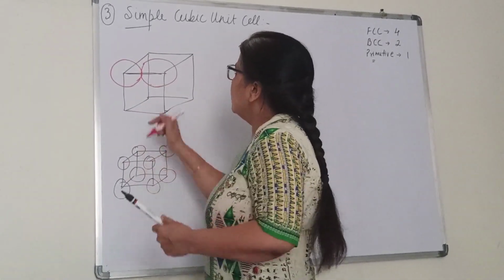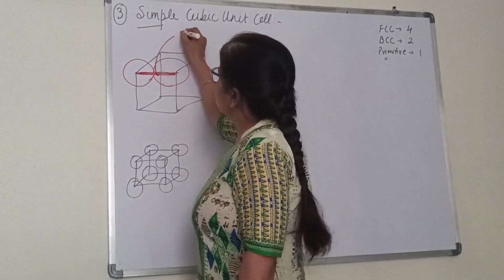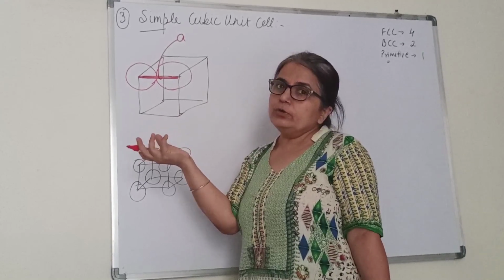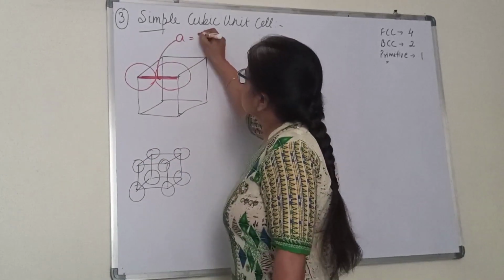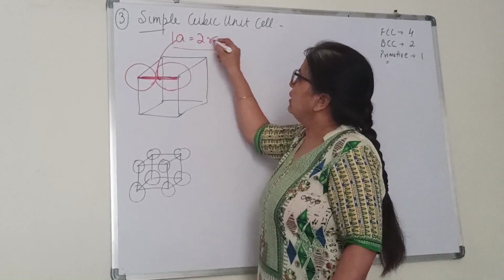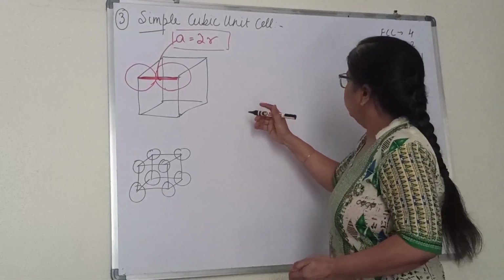This is the edge length. And in this edge length, how many radii are included? 2. So it is having 2r. That's it. That was only required in this. So simple was very, very simple. We will write like this.